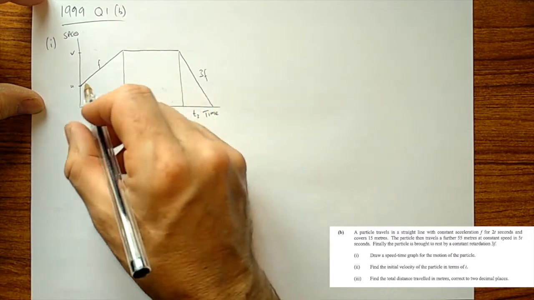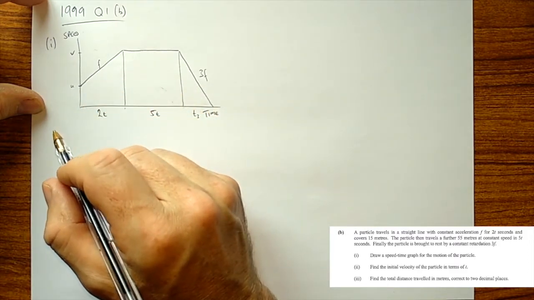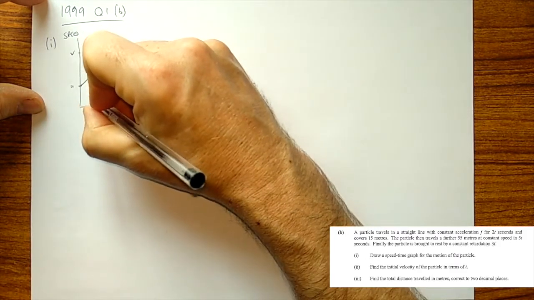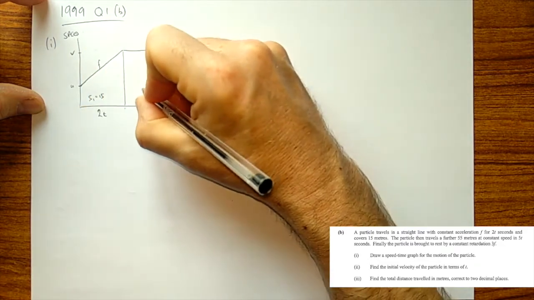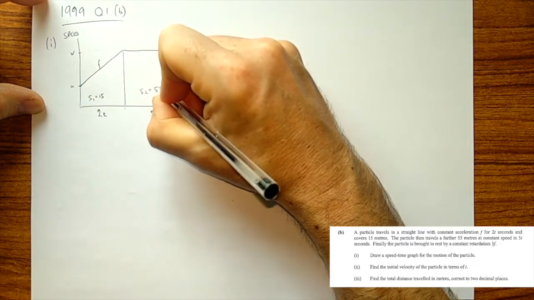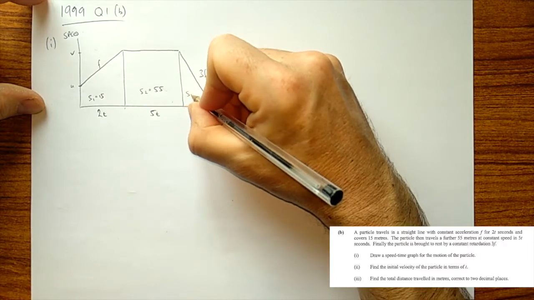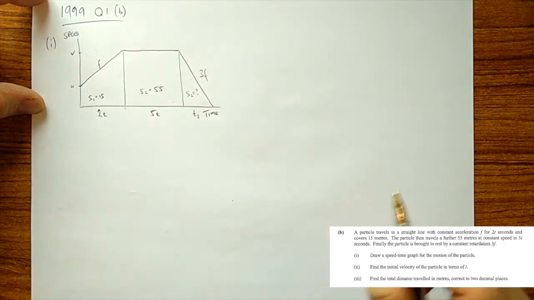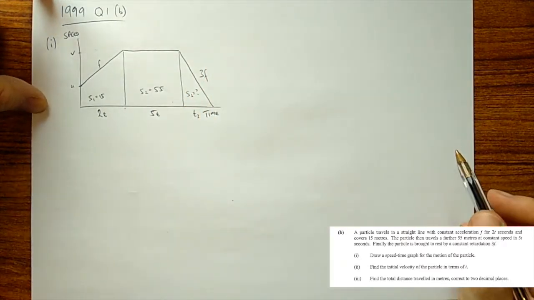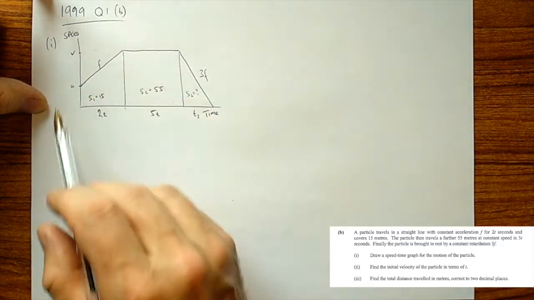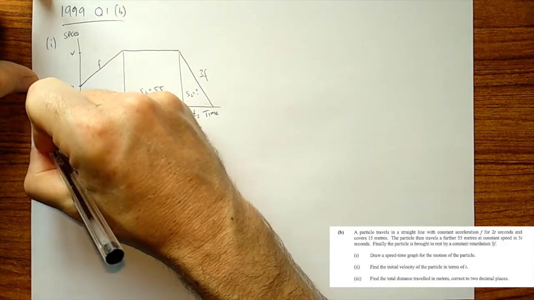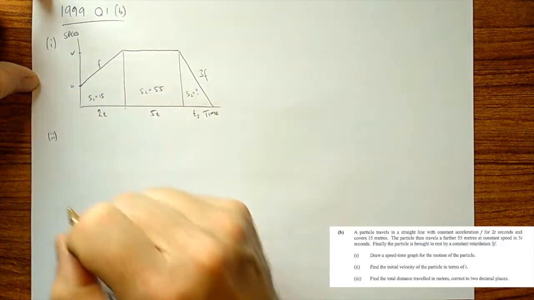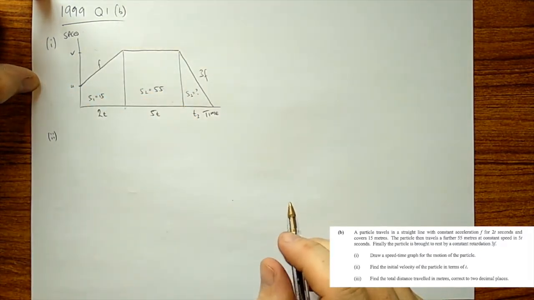Now, what do we know in this one? We know the total distance is S1 equals 15, S2 equals 55, and S3 is unknown. Okay, any other information? Let's have a little quick look over it. No. So this is part 1 done, our speed time graph. Now, part 2. Let's have a little look at this. The initial velocity in terms of t.